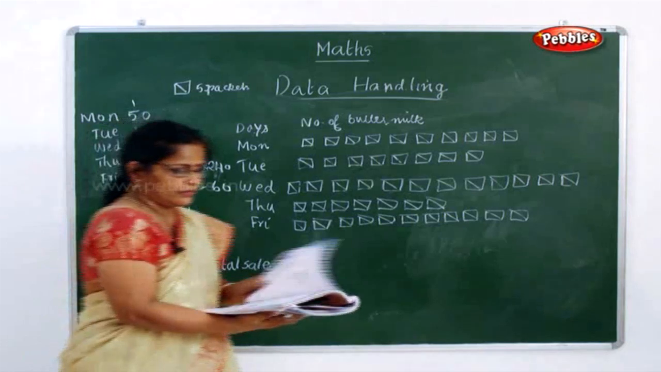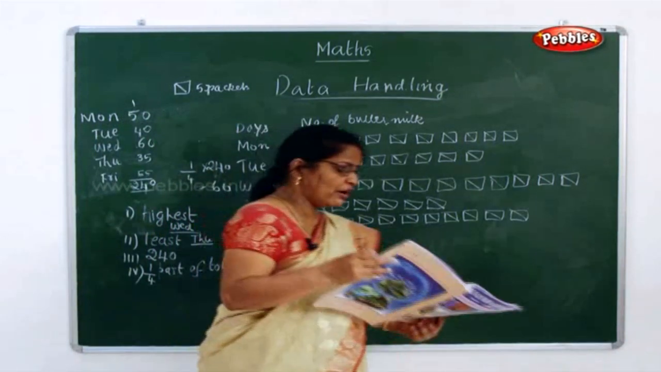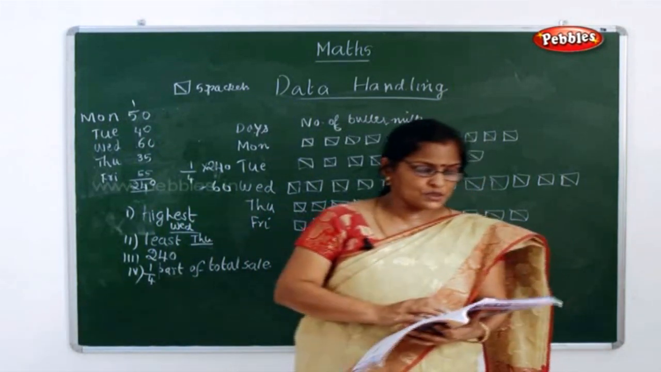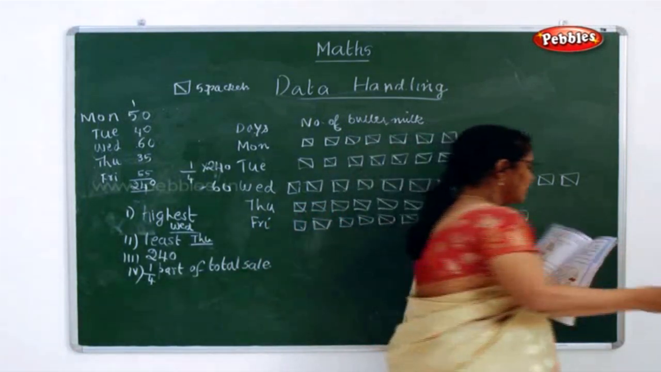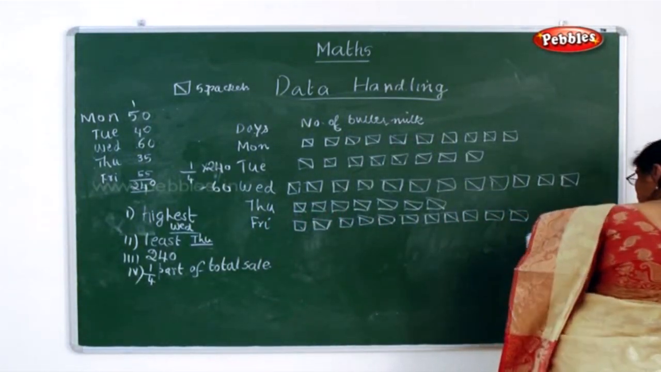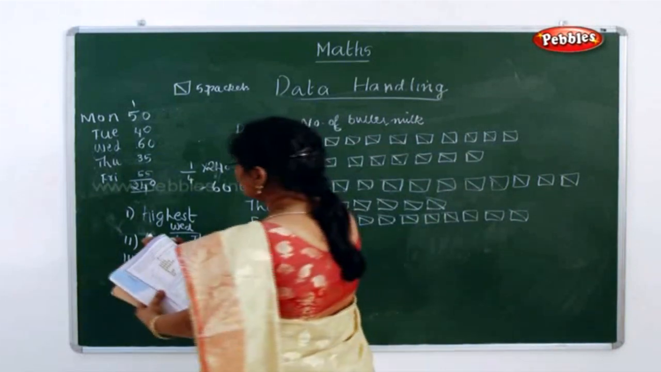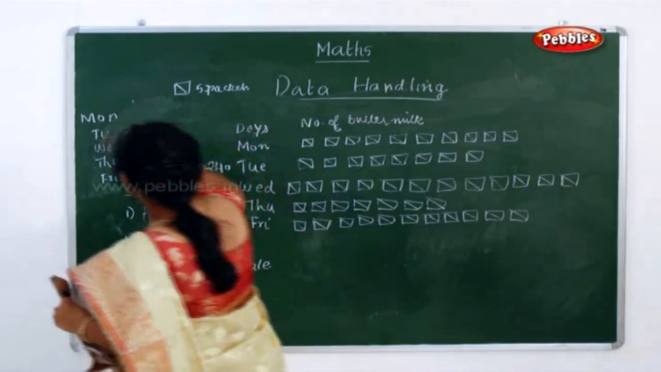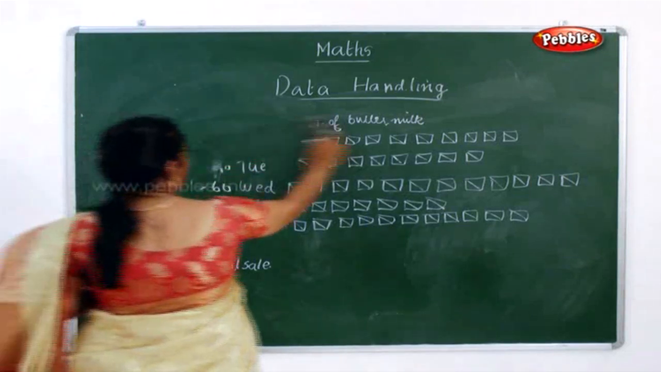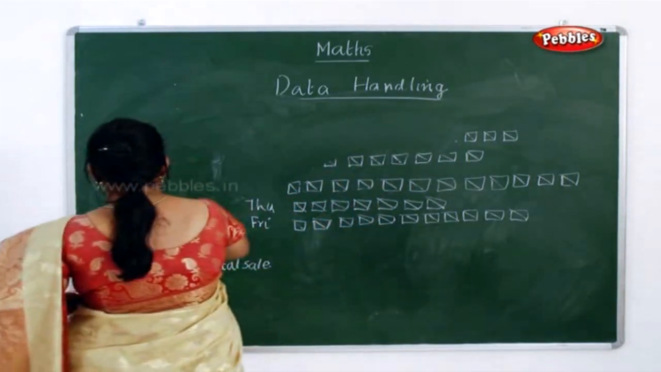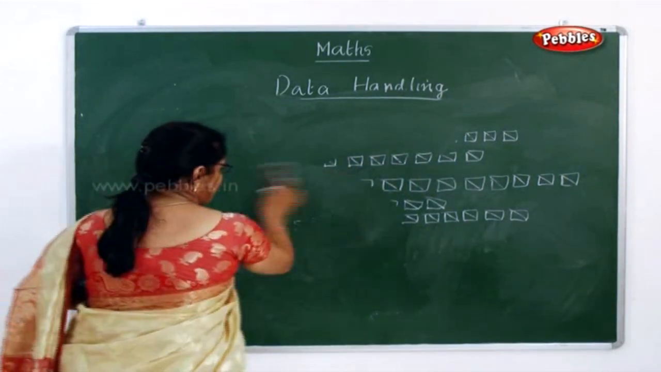Now, next one. Same way you have to do it. Okay, is it clear? The next one. Every year, the government of India or Tamil Nadu always announces polio drops for children below 5 years of age. Is it clear? Government announces polio drops below 5 years.